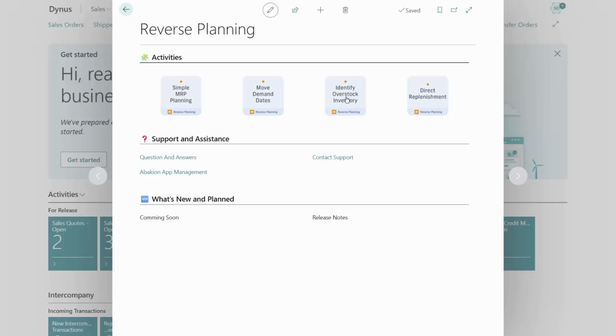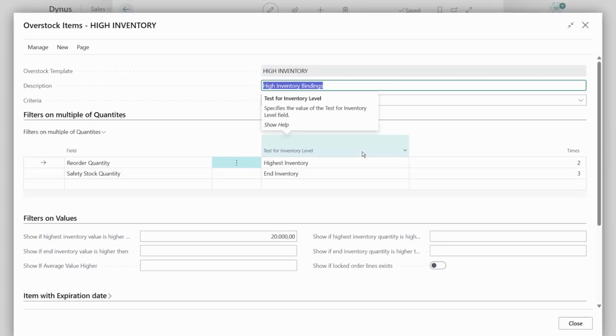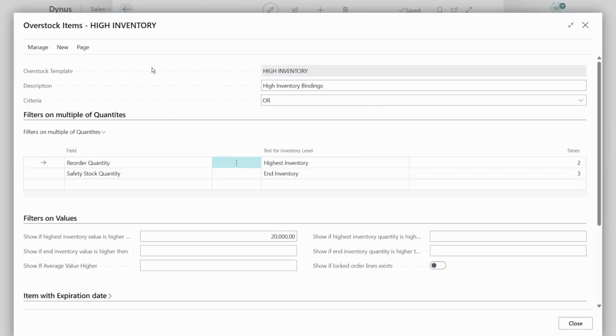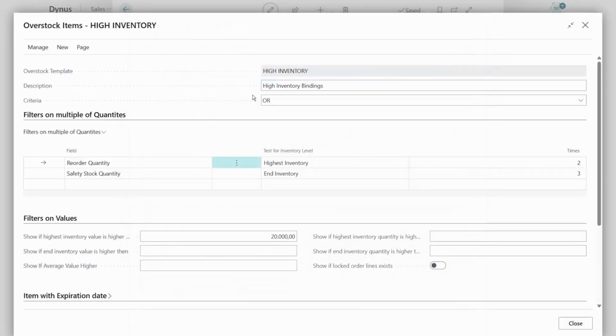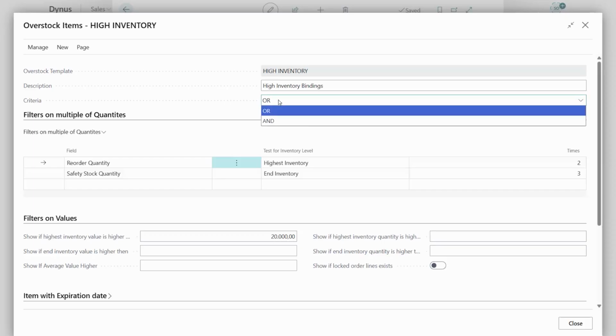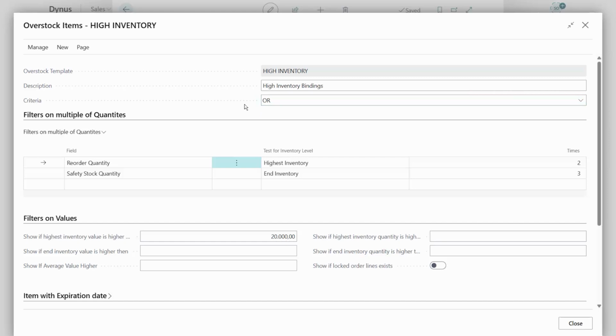So if I enter my Identify Overstock Inventory picture here, I can define different inventory templates in here. For instance, if I look at my overstock item templates, right now I only have one, but you can define as many as you want. And I can set my criteria. In this case, I'm looking for items that fall for one of my criteria. That's why it says or. I could also find items where it falls for many criteria.